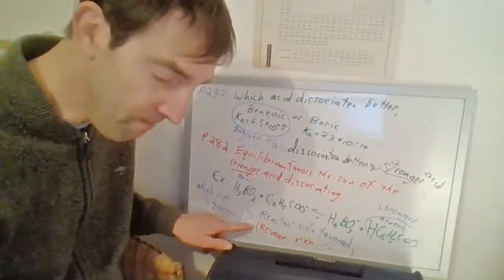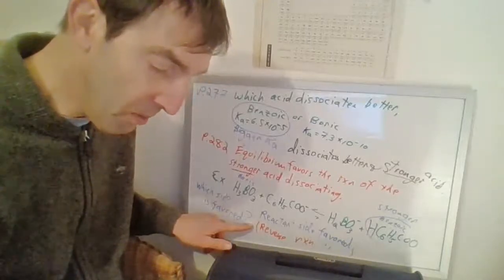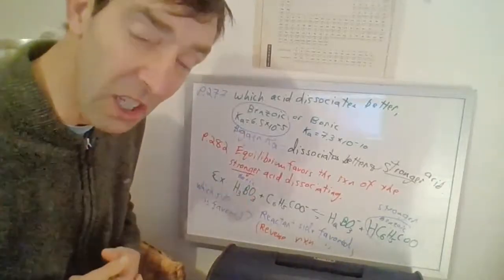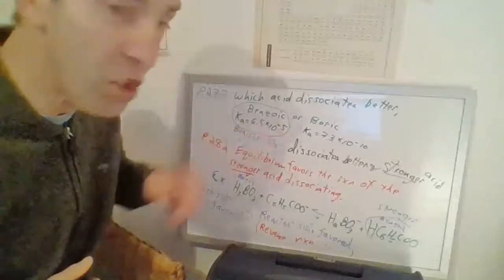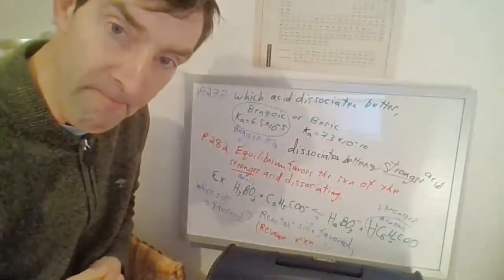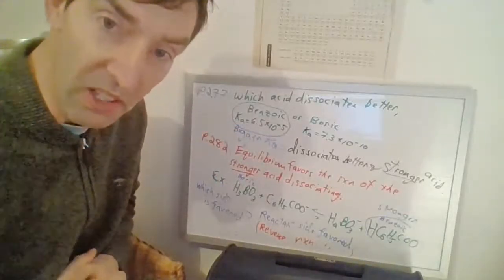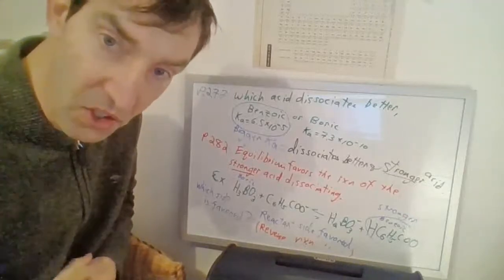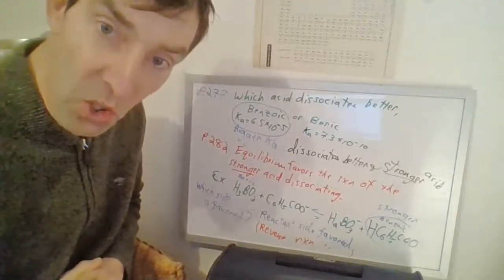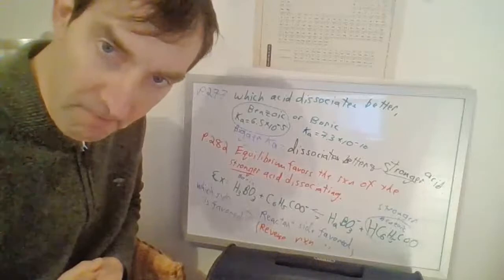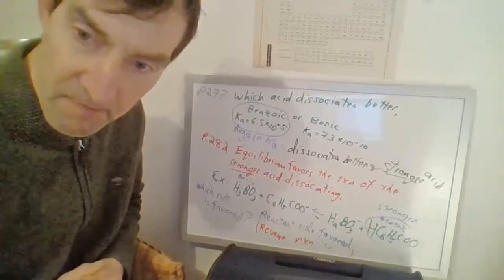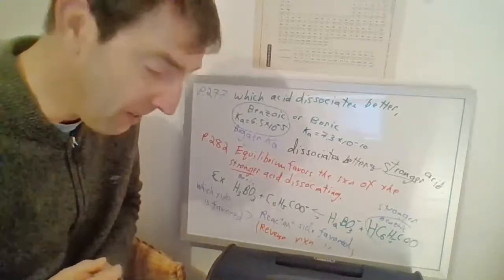Yes? And remember, how can I know this? I can look up the Kas and find the two numbers and compare them. You'll have the data, whether it's on the AP or a quiz or whatever. You have to have the Ka data to compare them. You will always be able to get it. Questions on that?